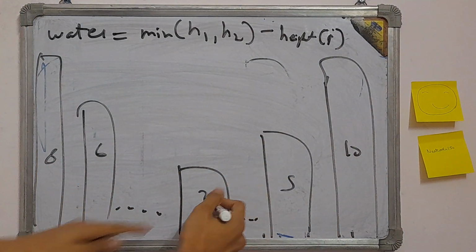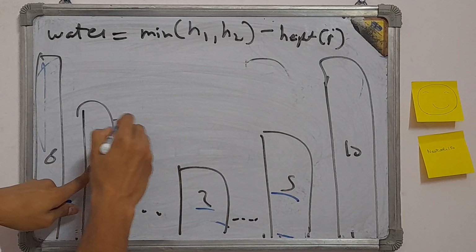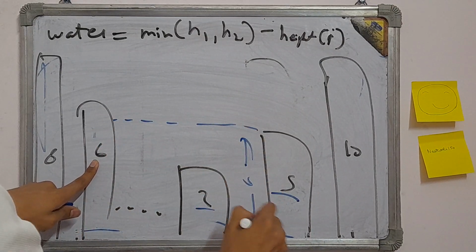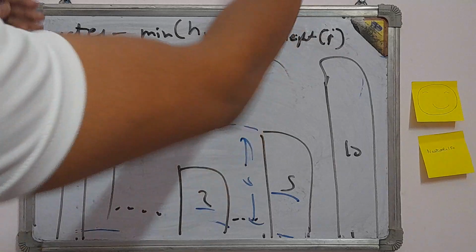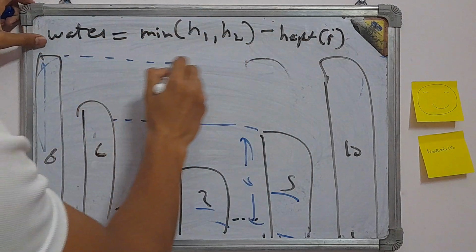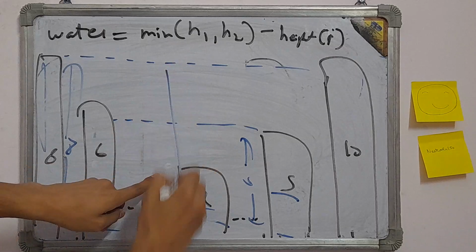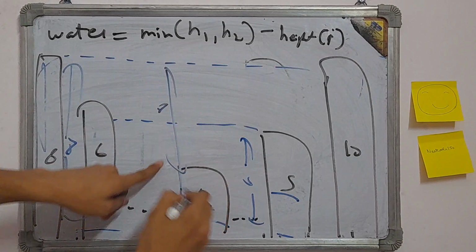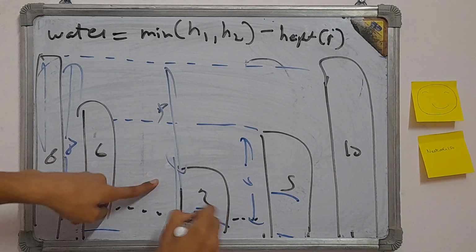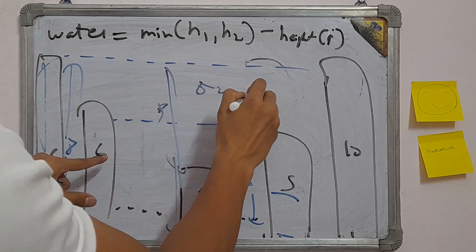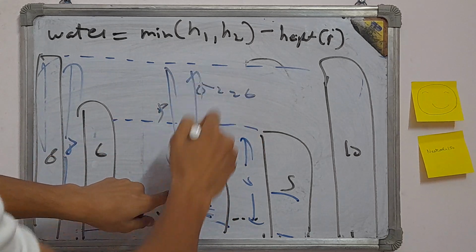So it might look that for 2 we can take 6 and 5, so we get up to 5 height water. But this is not the best answer, because if it starts raining, the water will be up to this point, up to 8 height. So for this point we get up to 8 height, and 8 is total height, and 2 is the height of building. So we get 8 minus 2 equal to 6. At this point there will be 6 units of water here.